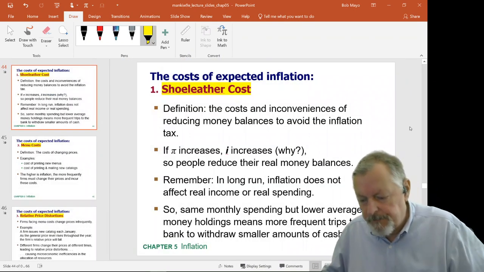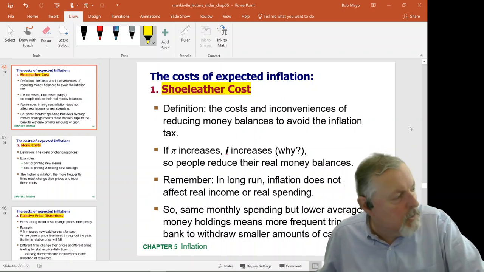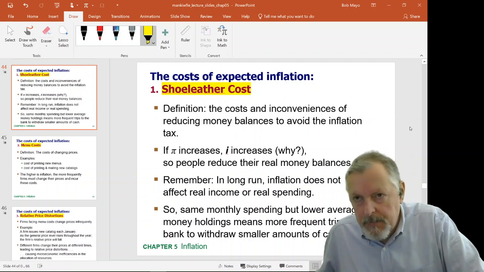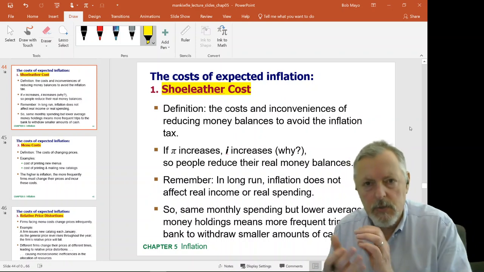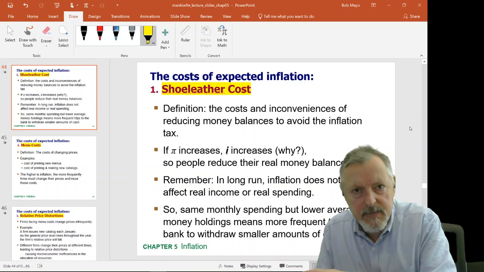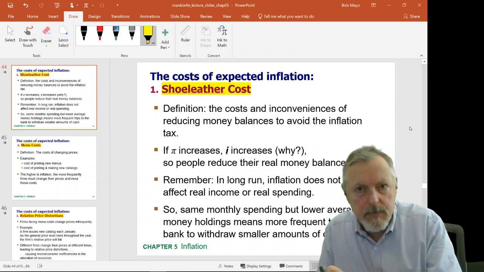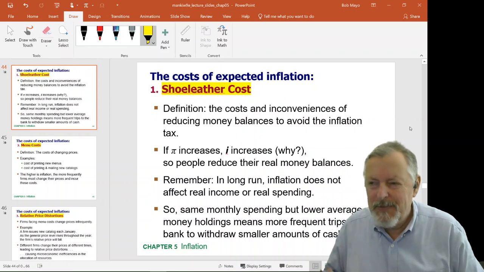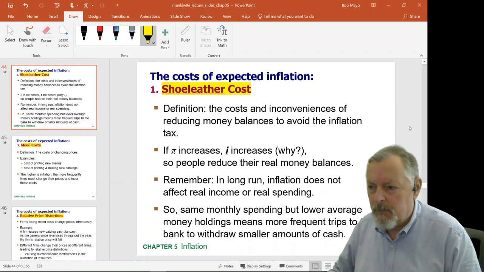Shoe leather cost. The term shoe leather cost is old. If inflation is high, that means if you're holding cash, it's going to be worth less and less over time. So you have to spend it more quickly before its value melts away. Well, that means you're going to have to go to the store more often. You're going to have to go to the bank more often. There's a cost in that.